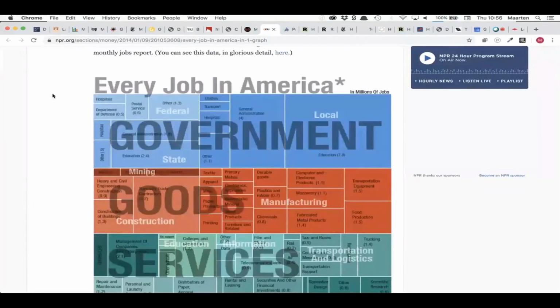This is a tree map used to show the structure of the American labor market, and it has 3 levels. So you can already see in this view that the 3 levels on the top level of the hierarchy are government, goods, and services. Those are also used to color the rectangles. So you have blue for government and red for goods, for example.